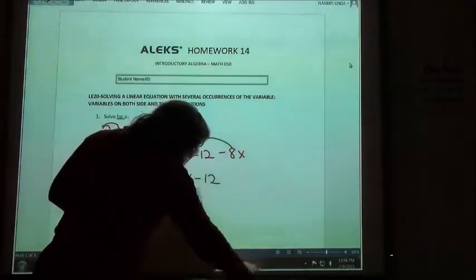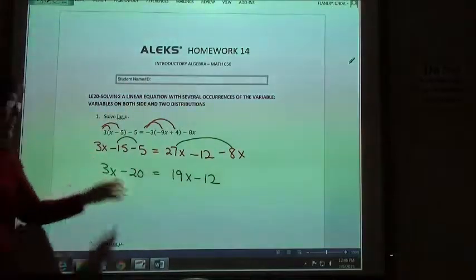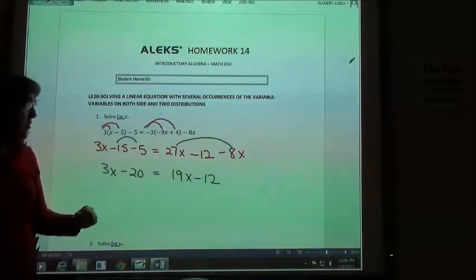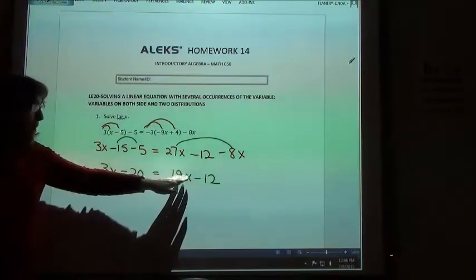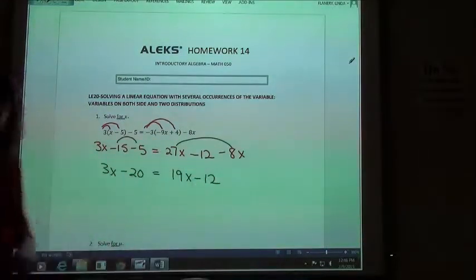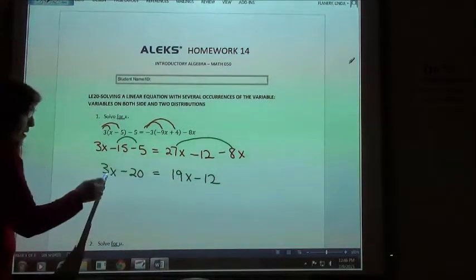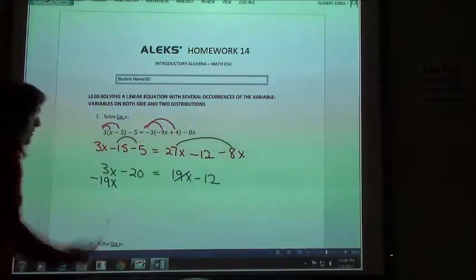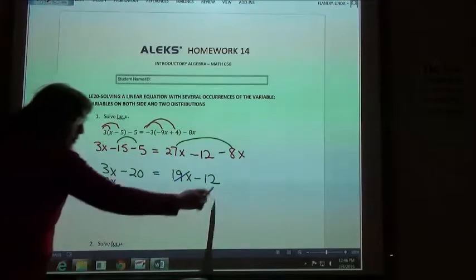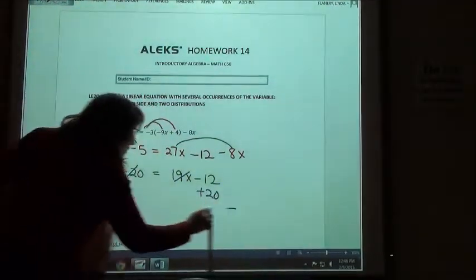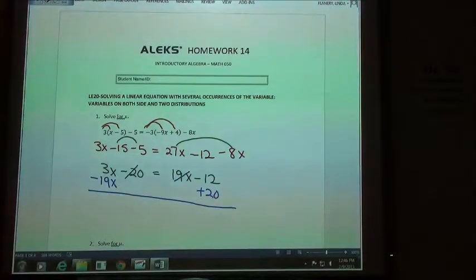So now it's to the point where we have to start moving things so that we can get the like things together, right? So now this is where the sign is going to change. I want my x's together, usually on the left side, my numbers together, usually to the right side. So I'm going to move this over here. Since it's a positive 19, we got to subtract the 19x. And then we have to move the number to the other side. Since it's a minus 20, we make it a plus 20. And then we do our work.